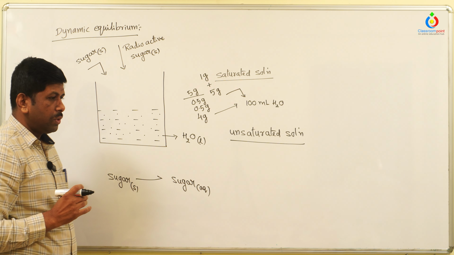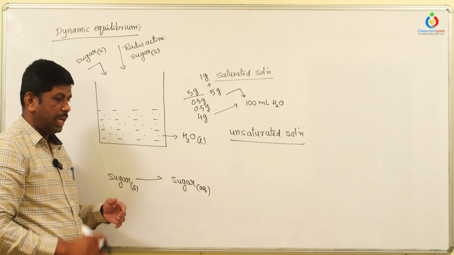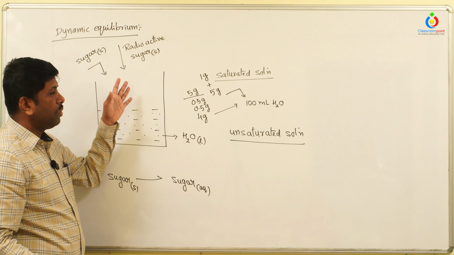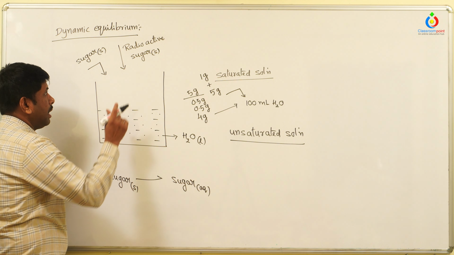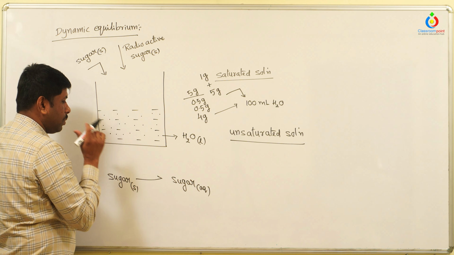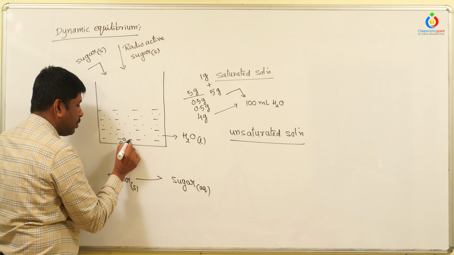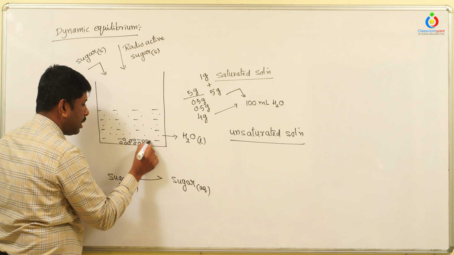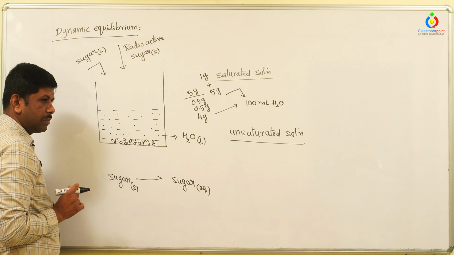So radioactive sugar means it has the radioactive nature of either carbon-14 or oxygen-18. Let us imagine this radioactive sugar has some color, let it be yellow. So when an extra amount of the radioactive sugar is added, what we can expect is that these radioactive sugar particles should not dissolve into the water and they have to form a precipitate at the bottom of the beaker.